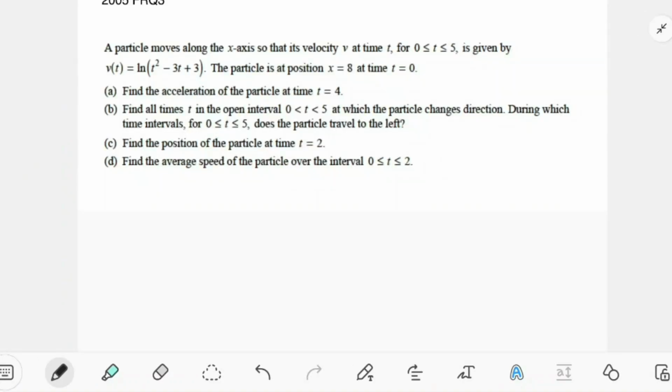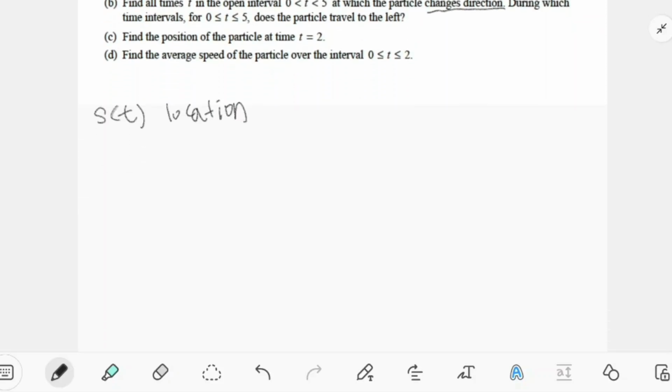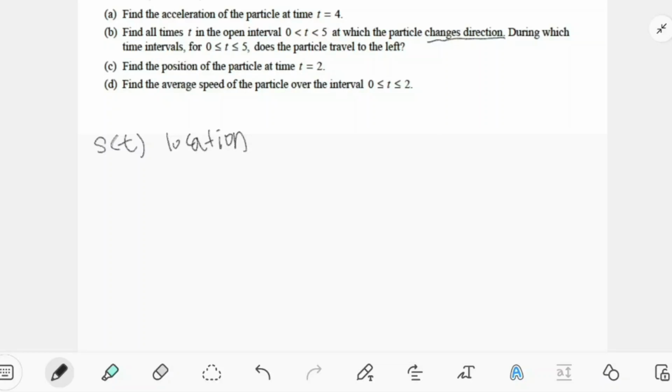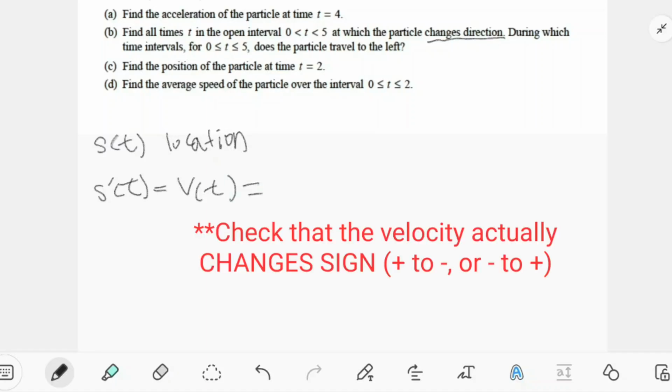Next, we are told to find all times t in the open interval 0 to 5, at which the particle changes direction. The position function s of t is the location of the particle at time t. To find when the particle changes direction, we must find when s prime t is 0, and that's when v of t is 0.